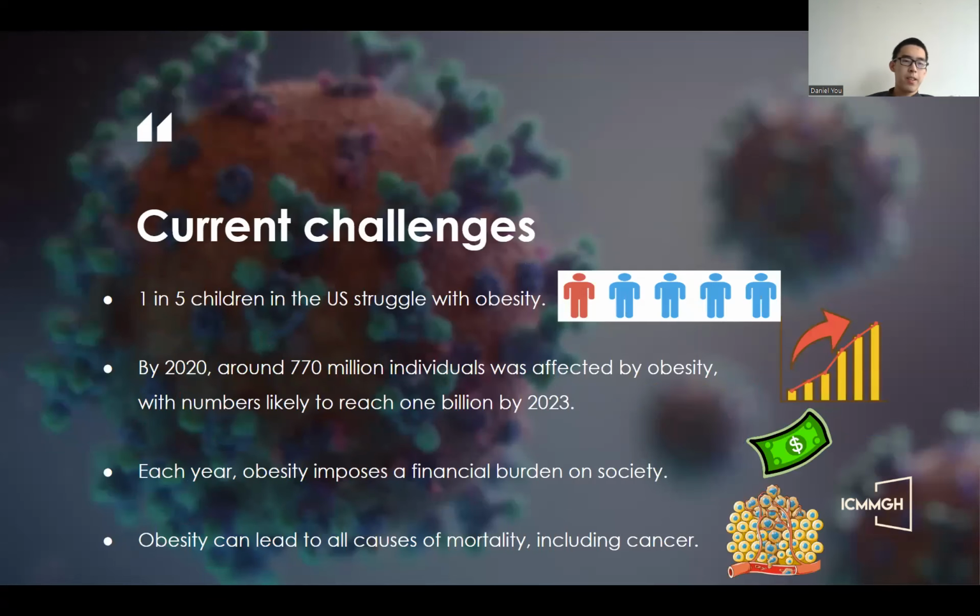So, current challenges with the obesity crisis. 1 in 5 children in the US struggles with obesity. By 2020, around 770 million individuals were affected by obesity, with numbers likely reaching 1 billion by 2023. Each year, obesity imposes a financial burden on society, costing the US healthcare system an estimated $173 billion.